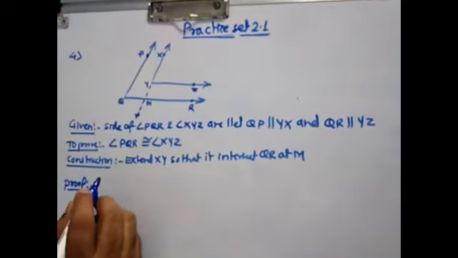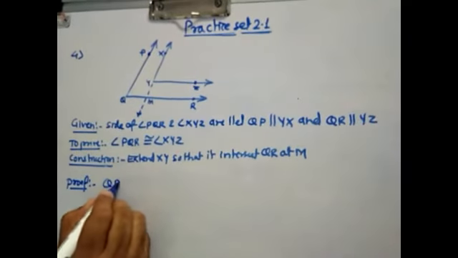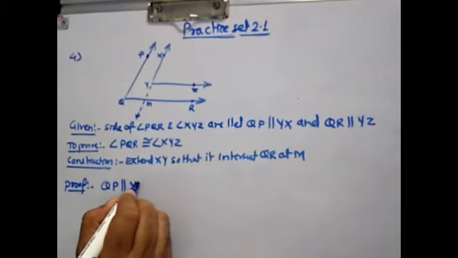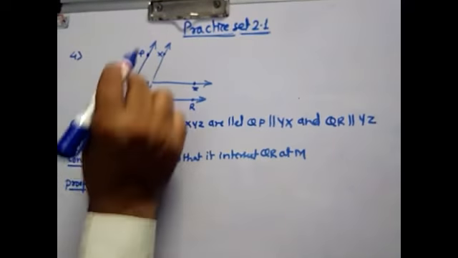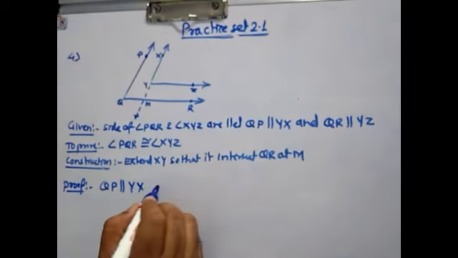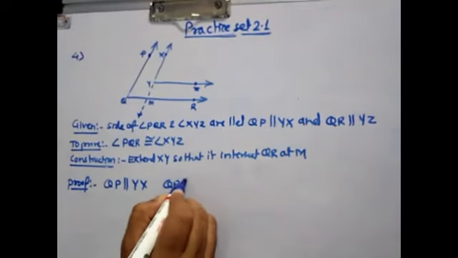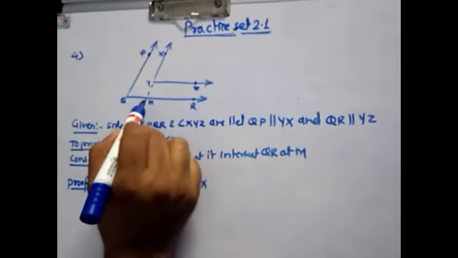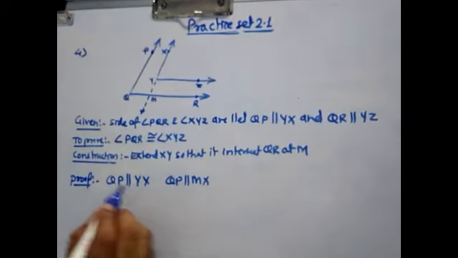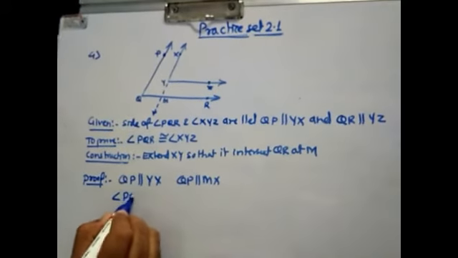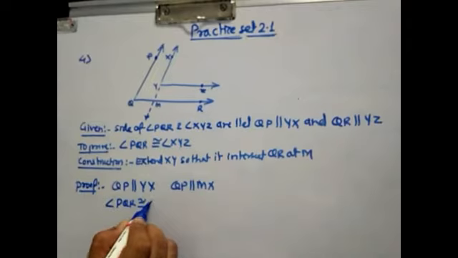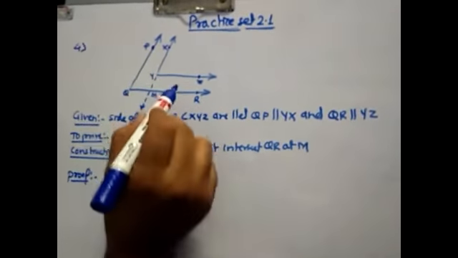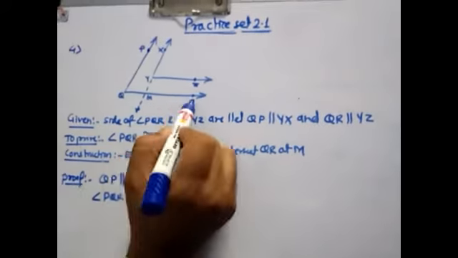Now we want to prove. How we prove that? Write down QP parallel to XY or YX. This QP parallel to YX. Here write down QP parallel to MX. Again QP parallel to MX. So this way, write down angle PQR is congruent to angle XMR. See this PQR is congruent to XMR.